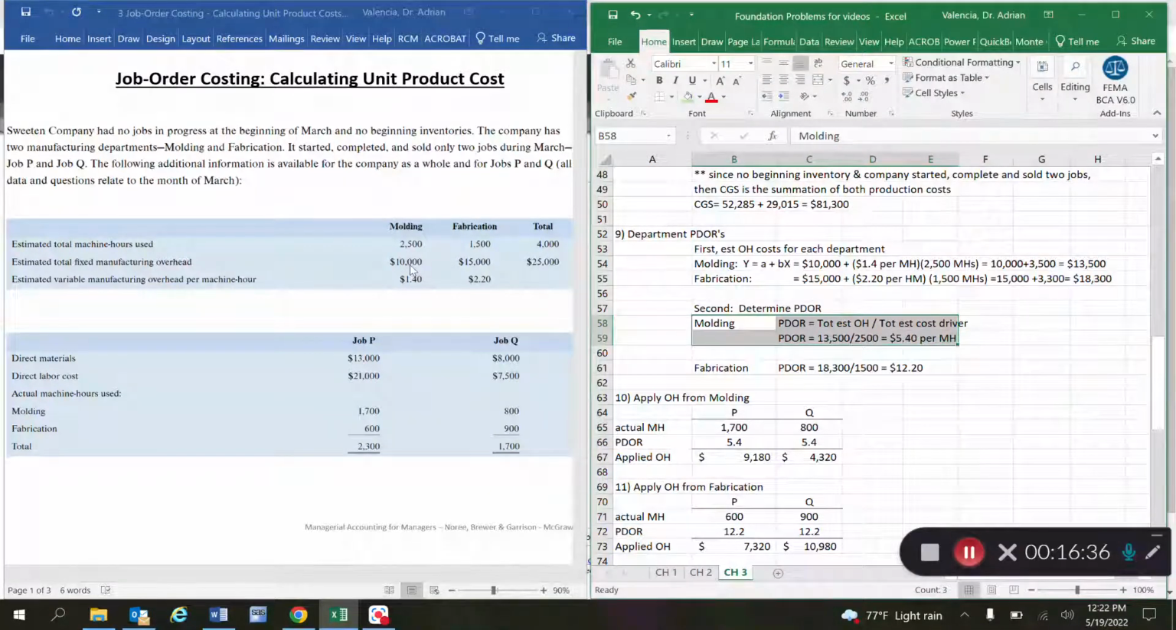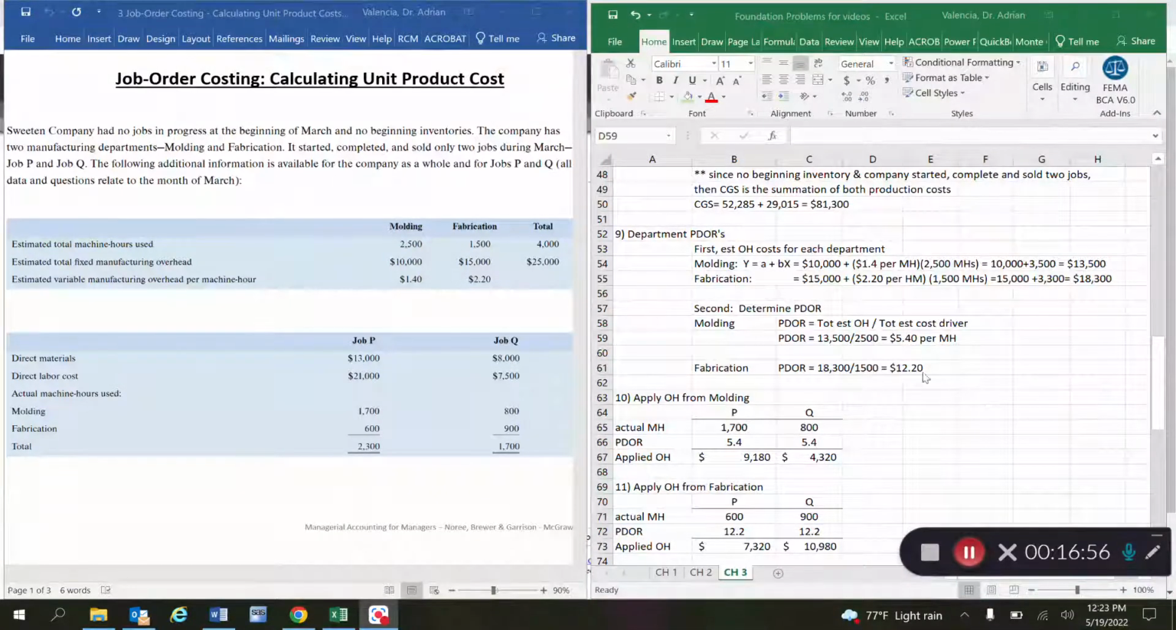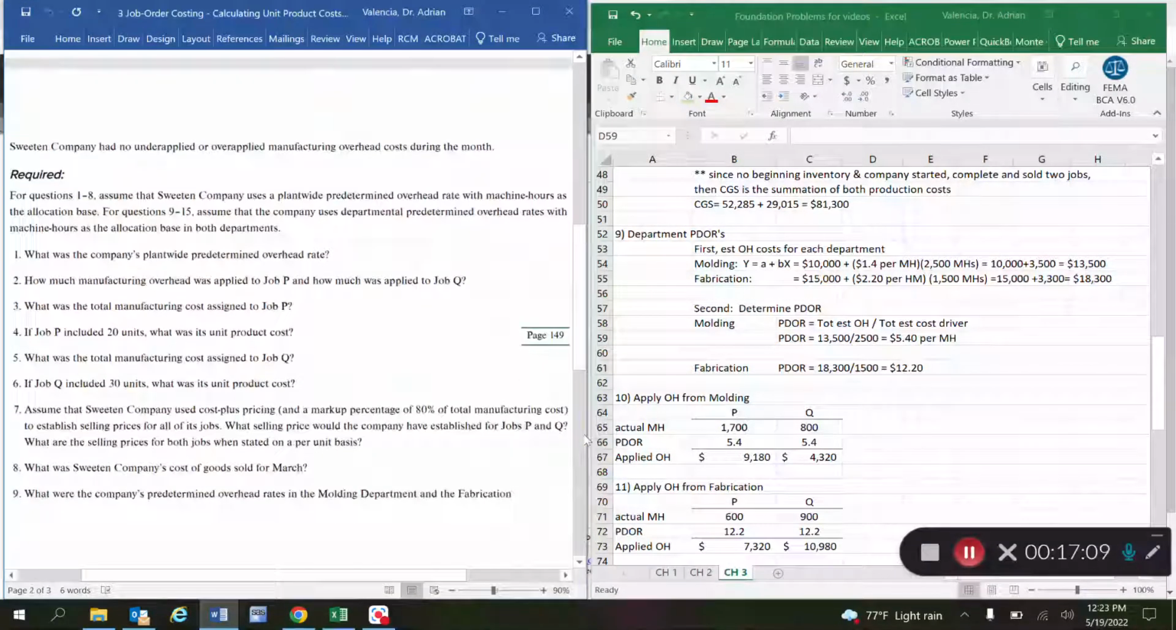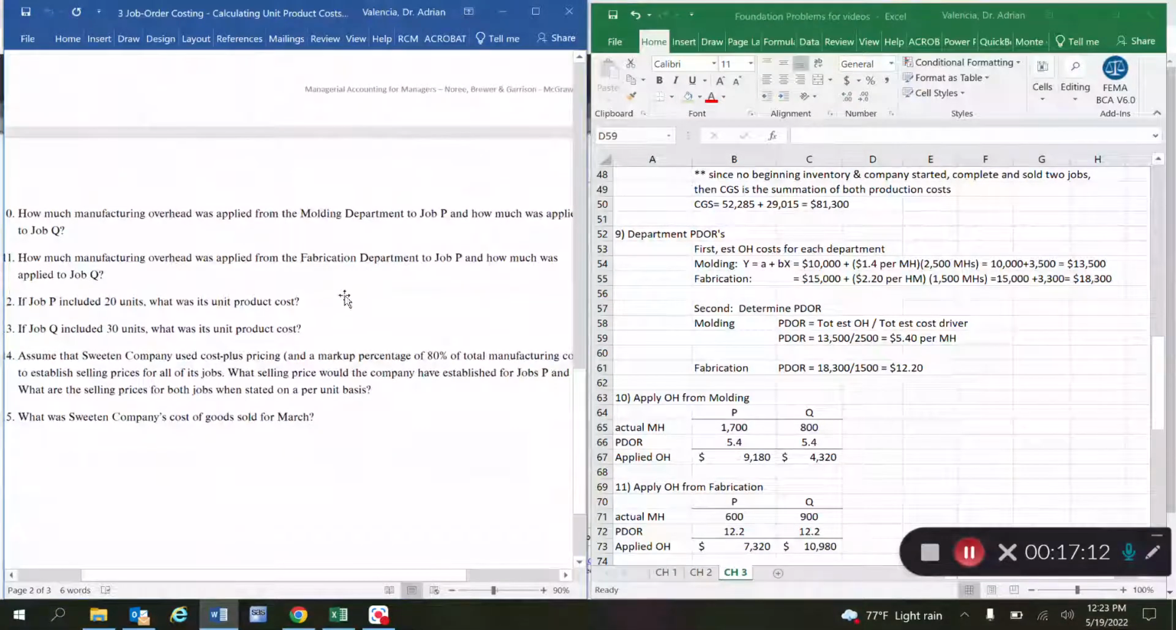You don't know what's going to happen in the future, so you do this ahead of time. So our rate is $5.40 per machine hour. For fabrication, it's going to be 18,300 divided again by the estimated machine hours, which is 1,500, and that's 12.20. So as we make the products, every time we have an actual machine hour, that's how much we're going to estimate for molding, and then for fabrication, 12.20.